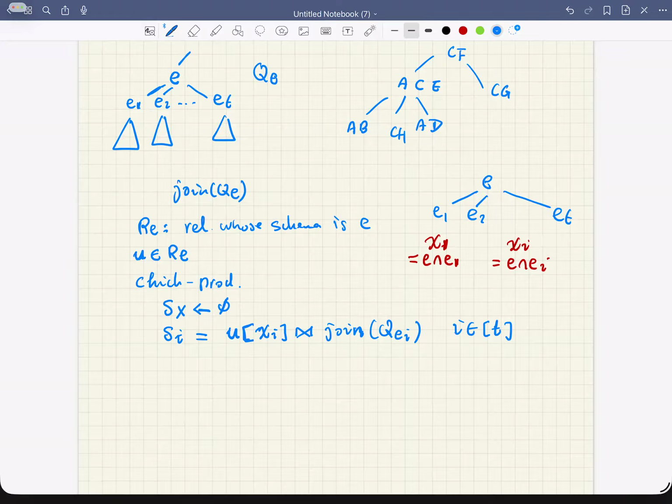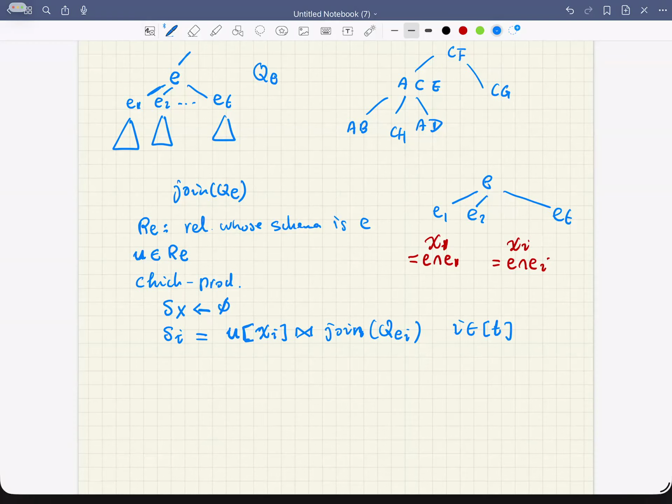Now if you think about what this gives you, this basically gives you all the tuples in the subjoin that are relevant to this U. So here is an example. Let's say ACE is this relation E that we're talking about, and then U is in this relation, right? You know this subjoin AB, right? Subjoin AB in this case is very simple, just the original relation.